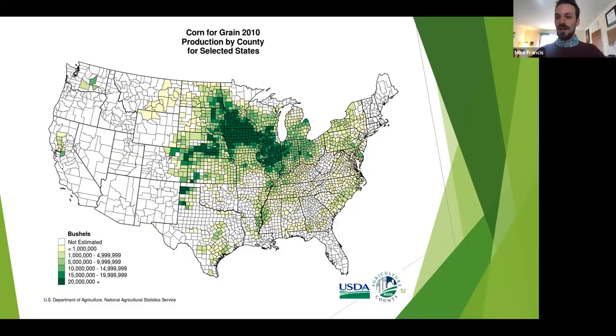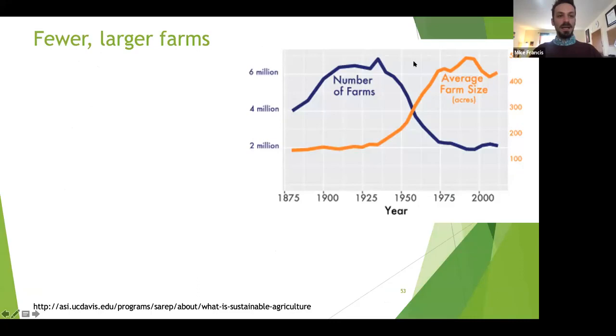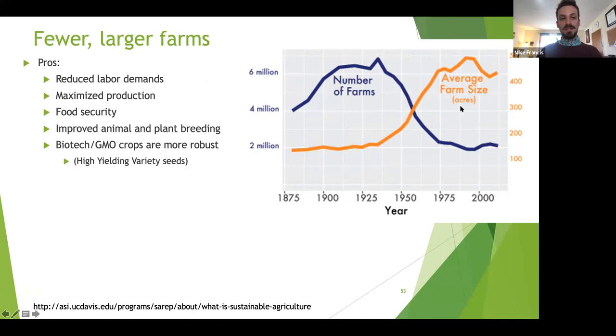Okay, another phenomenon we are noticing in the past 50 to 100 years is that we have fewer farms and they're getting larger. Since about 1900, the number of farms has become about a third of what it was, and likewise, the average farm size has maybe quadrupled. And so there are pros and cons to this. The pros are that you can reduce your labor demands, you can maximize production. The large farms are providing a lot of food security for our country. It seems to be working. Nobody's going hungry.